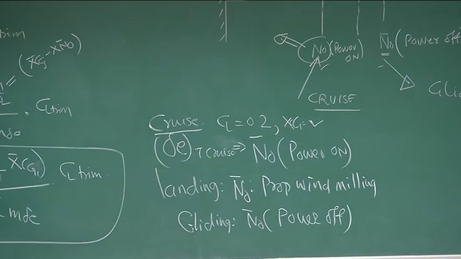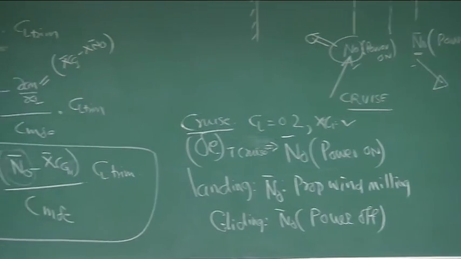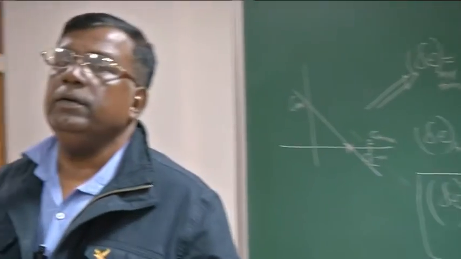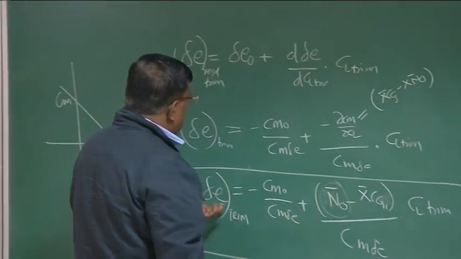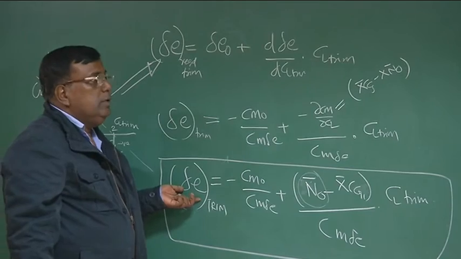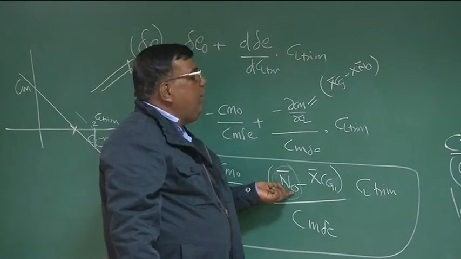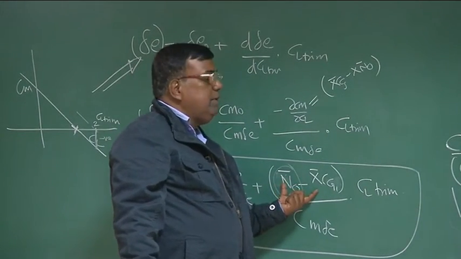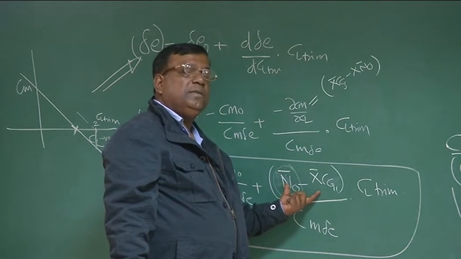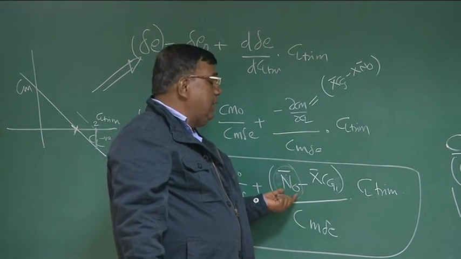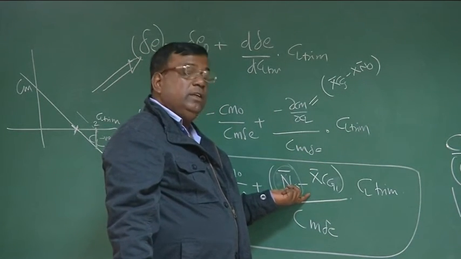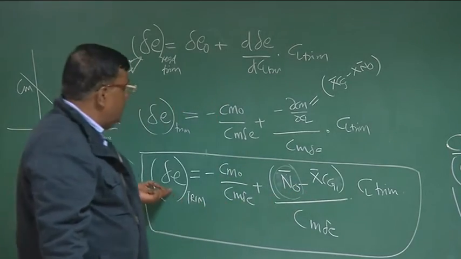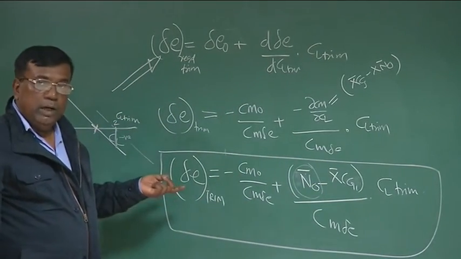This is the understanding. I hope now you get the clarity. What is the importance of the neutral point for power on, power off, and propeller windmilling, and how they are going to affect delta E trim? Please understand, a different value of N naught means you have a different static margin, a different degree of stability for a given CG location. As N naught changes for different cases, the static margin or stability margin will change, so accordingly delta E will also change. Nothing new we are doing.